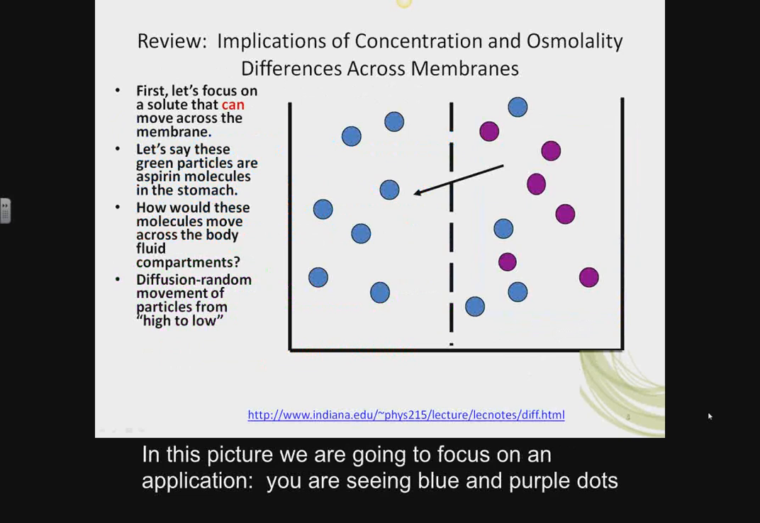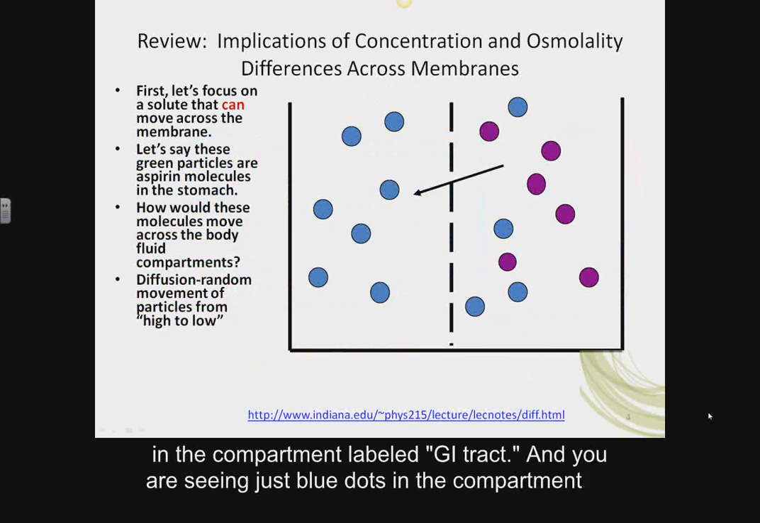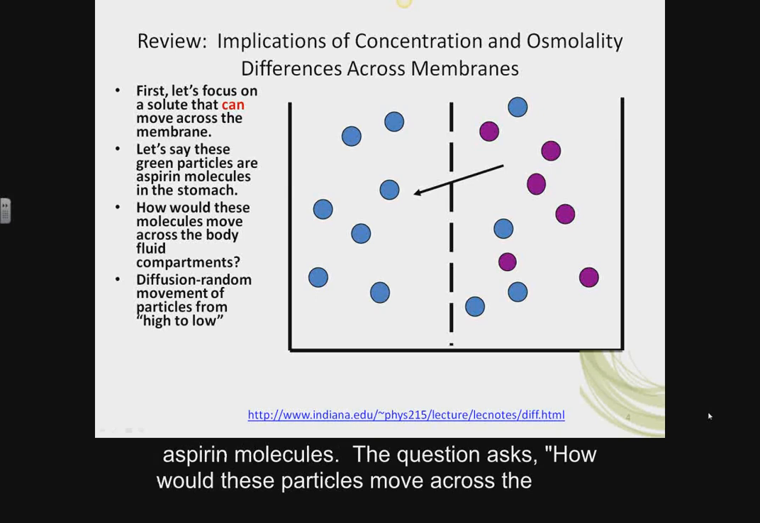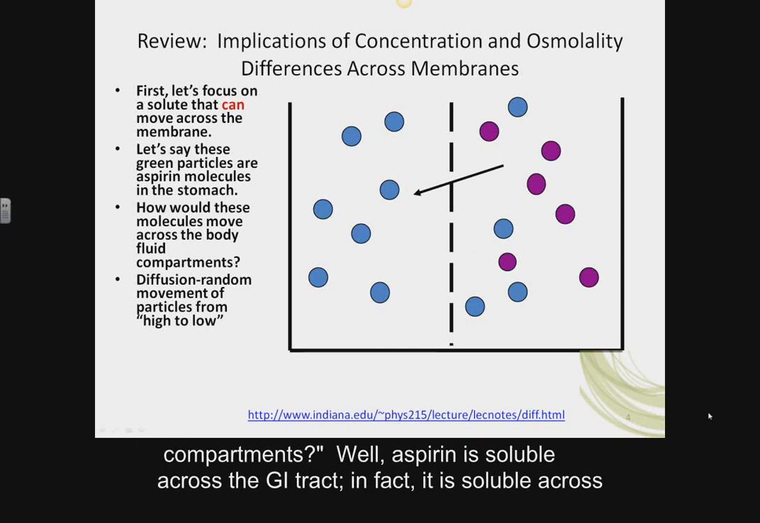In this picture, we are going to focus on an application. You are seeing blue and purple dots in the compartment labeled GI tract, and you are seeing just blue dots in the compartment labeled plasma. Let's say the purple particles represent aspirin molecules. The question asks, how would these particles move across the compartments?